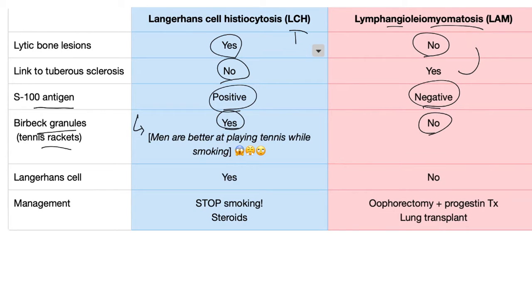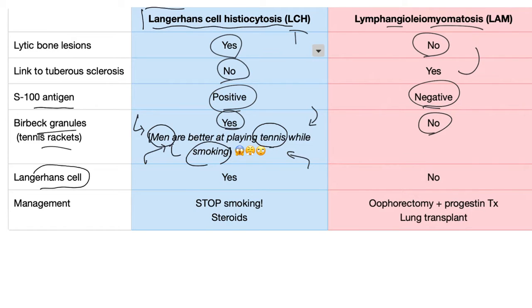And here is my horrible mnemonic. I do apologize. It's just my way to remember it on my exam. If it works for you, that's fine. If it doesn't work, it doesn't. Histiocytosis X is commoner in men, has the tennis racket granules, and it's associated with smoking cigarettes. If it's called Langerhans cell histiocytosis, you think we'll find Langerhans cells? And the answer is yes, but it's no in lymphangioleiomyomatosis.